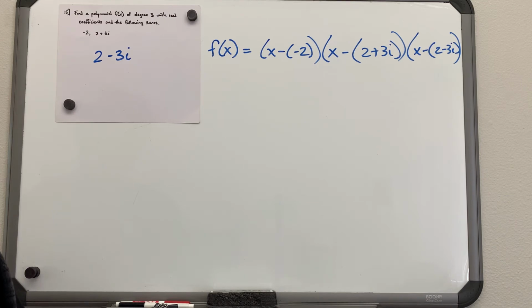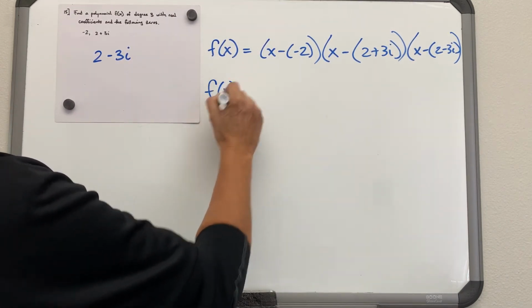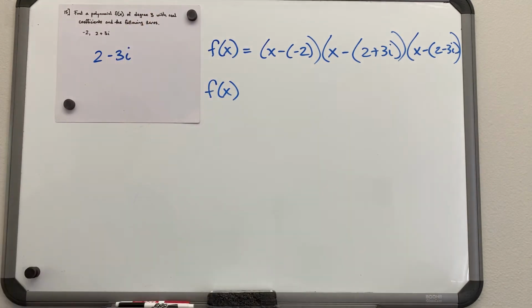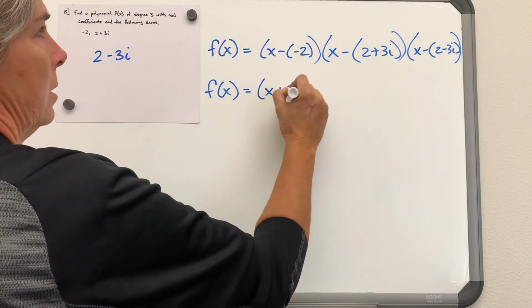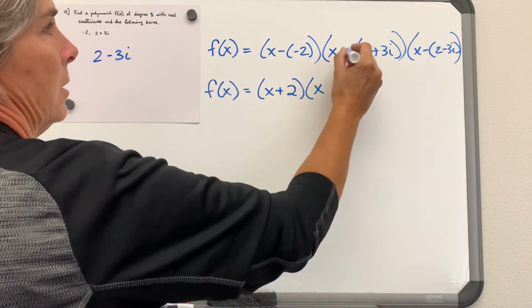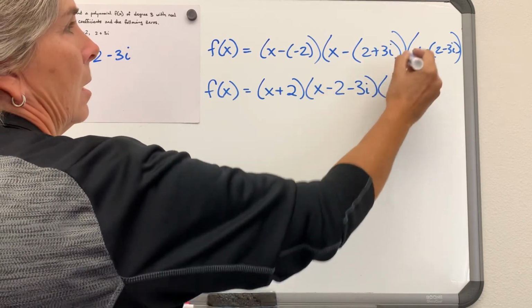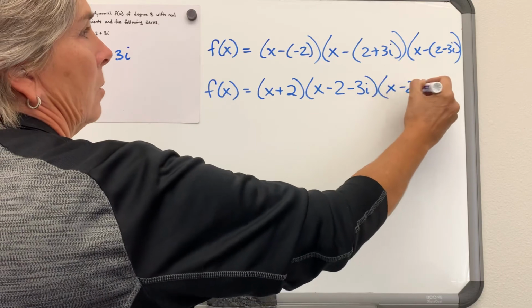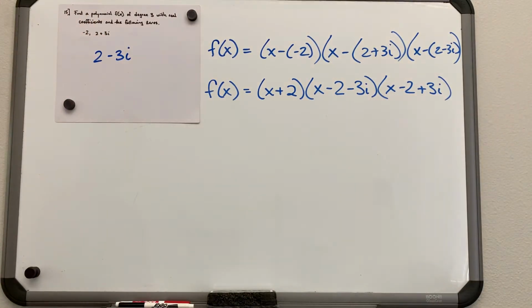But they did not tell me I could, so I'm actually going to have to multiply this out, and plus that way it'll show that it's degree 3. So the first thing I'm going to do is clean this up a little. So this is x plus 2, this is x, I'm going to distribute my negative, minus 2 minus 3i, and then distribute my negative, minus 2 plus 3i.